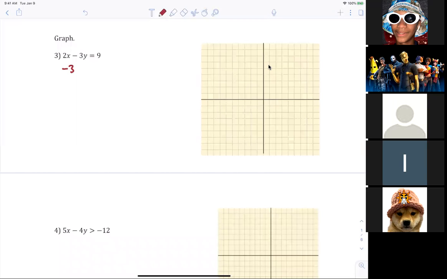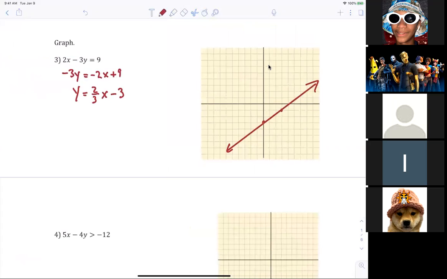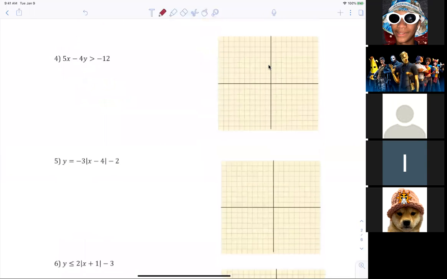So -3y is equal to -2x plus 9, dividing by -3, I would say y equals 2/3 x minus 3. So from there we go down 3, and then we go up 2 and over 3. And of course, draw the line. All right, again, should be super easy. Anybody have any questions? All right, now we're going to do the inequality.